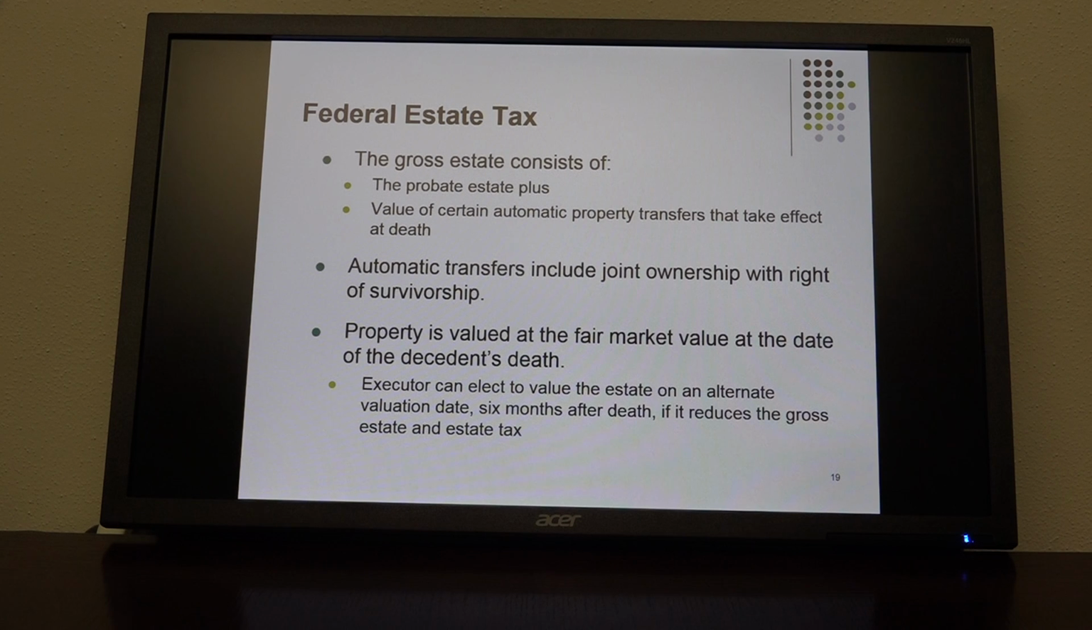How do we value this property? Well, again, it's back to fair market value. You have a couple of different options here. You meaning the executor or the administrator. The person who finds the assets of the decedent and collects them for the benefit of either the heirs or beneficiaries.